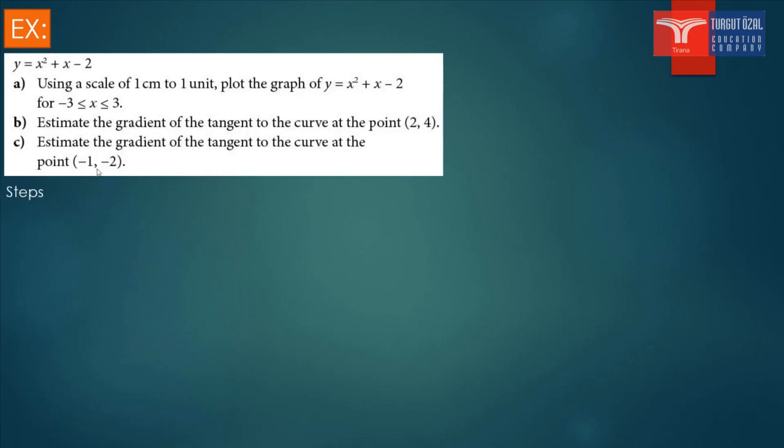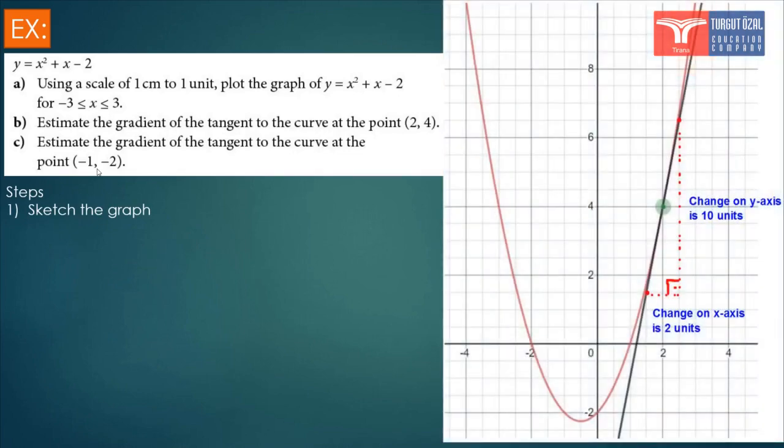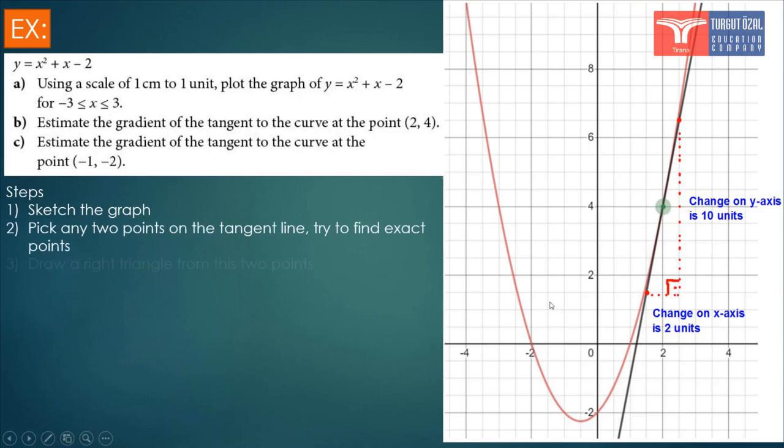We need to follow again the steps that we gave in the previous question. We need to sketch the graph, which is the same as the first question A here. Then we can use again the Desmos graph to sketch the graph. Then we pick any 2 points around the point (2, 4) on the tangent line. We try to find exact values as we said before. Then after that we draw a right triangle from the tangent line and these 2 points that we just took here.